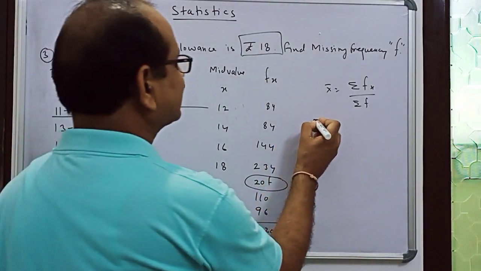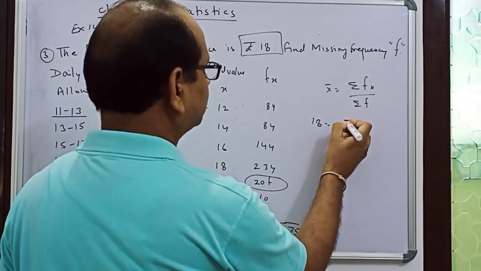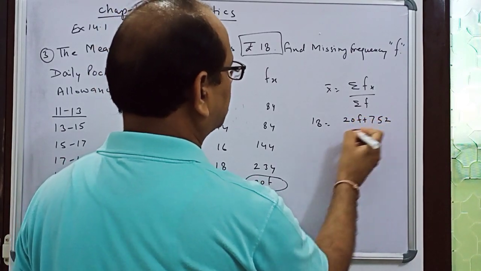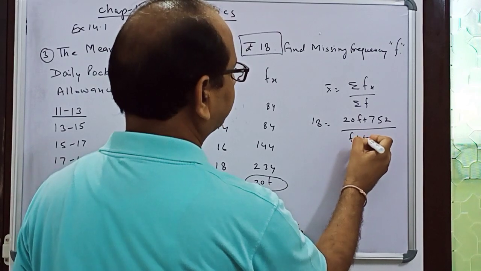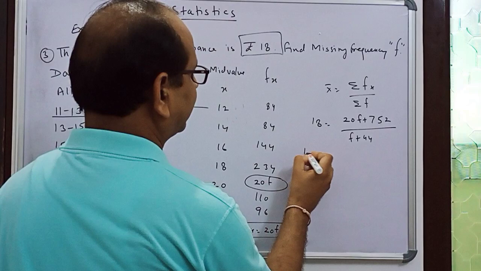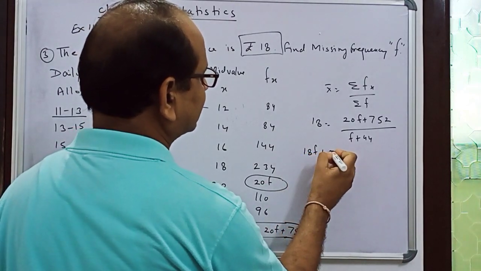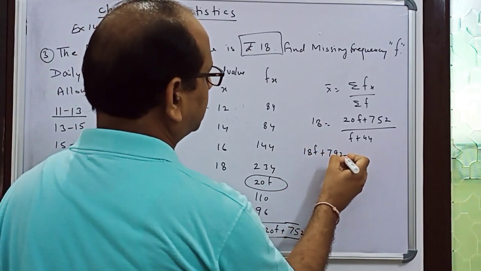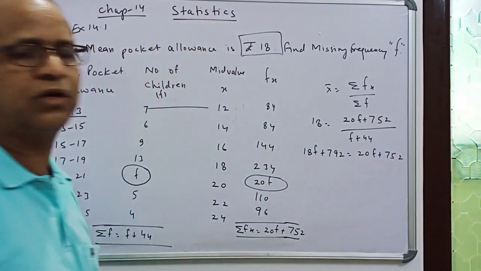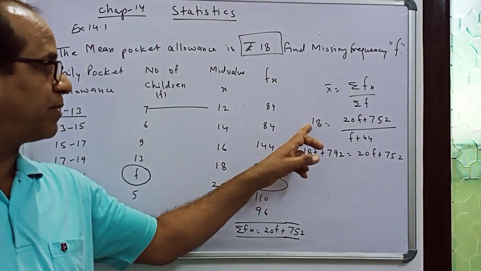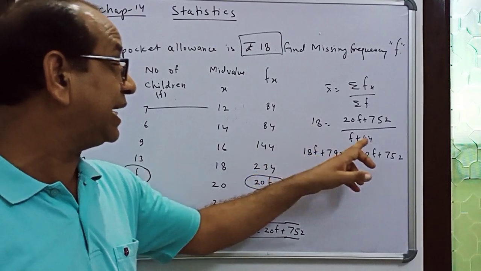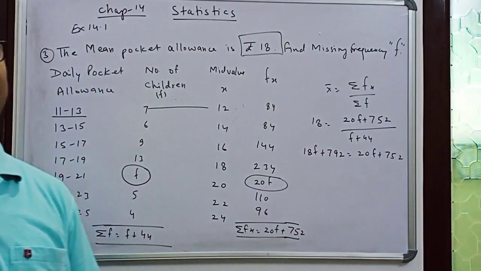Now the next part is 18 equals 20f plus 752 divided by f plus 44. Now if you cross multiply, it is 18f plus 792, and it is 20f plus 752. I have cross multiplied. This 18 when multiplied with f is 18f, and 18 into 44 is 792.